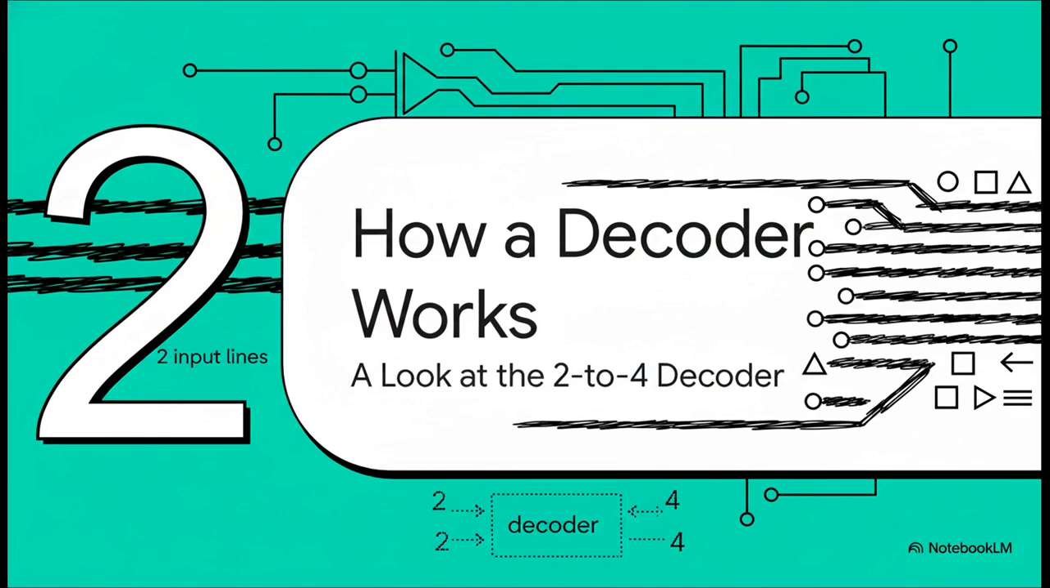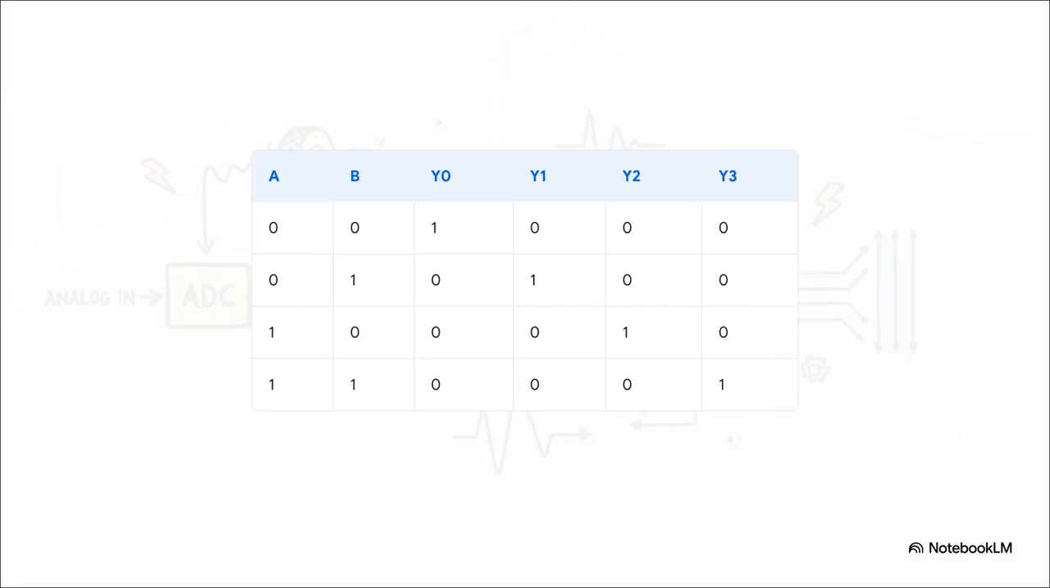Let's look at a super common example to make it really click, the 2 to 4 decoder. Just like the name says, it's going to take 2 input lines and use them to manage 4 separate output lines. And this right here, this is the decoder's cheat sheet. It's called a truth table. It shows every possible outcome. So look, if both inputs, A and B, are 0, what happens? Boom, only the first output, Y0, gets switched on. Now, what if the input is 0 and 1? Well, then Y1 lights up and all the others stay off. You see the pattern. Every single unique input combo triggers one and only one output.